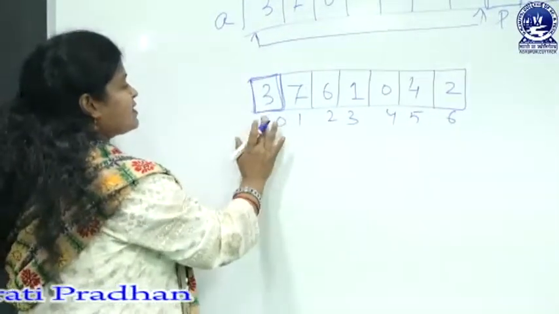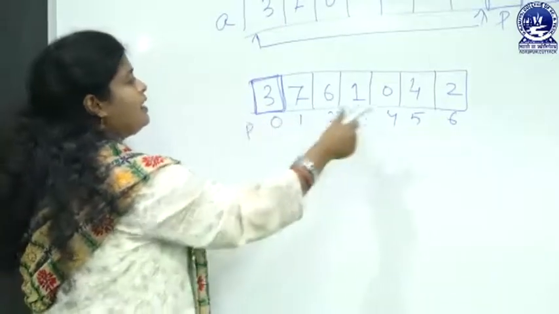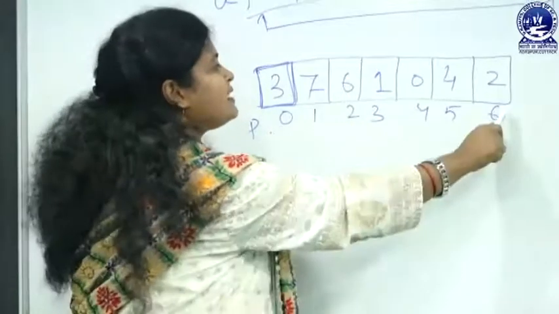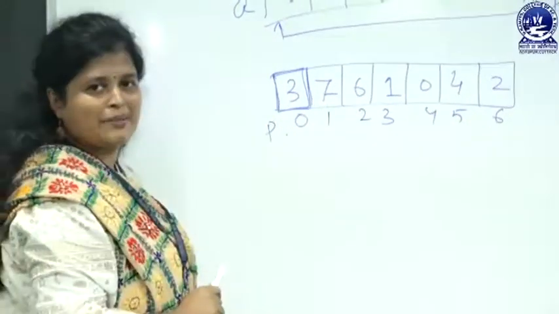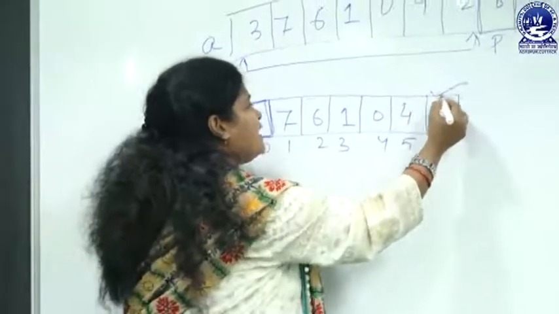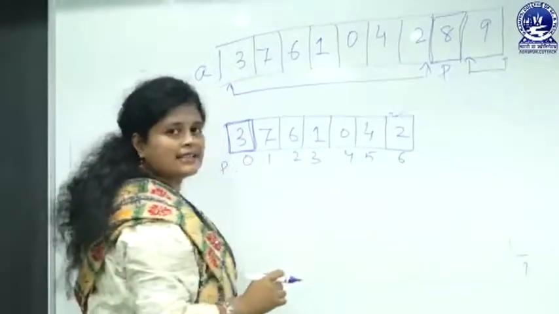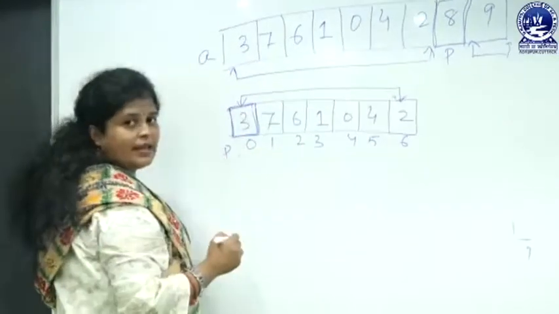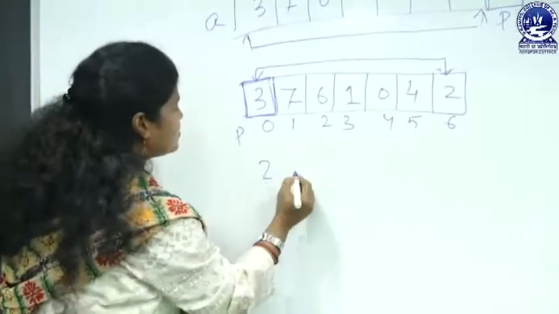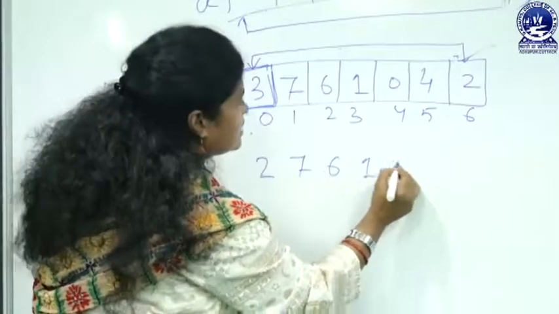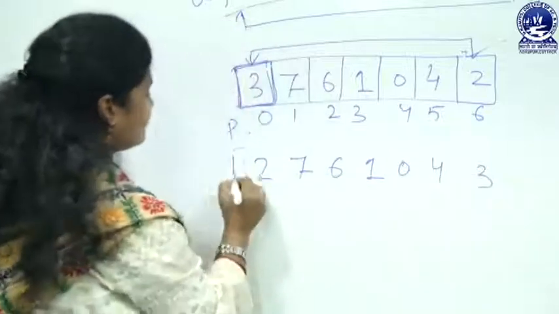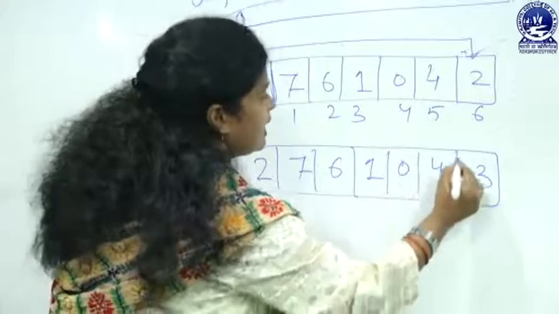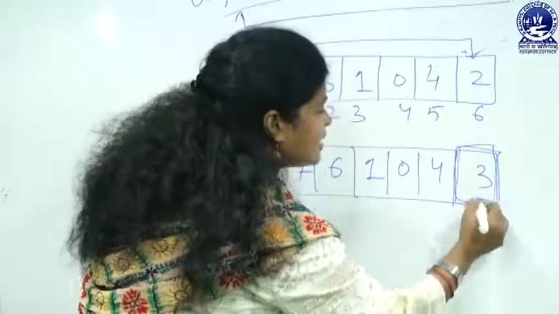Now again it will start comparing from the right side, and according to the rule all the right side elements must be greater than the pivot. When it starts comparing, as 2 is less than 3, again swapping; the values will be swapped, and the list will be like this: 2, 7, 6, 1, 0, 4, 3. And till now this one is our pivot.